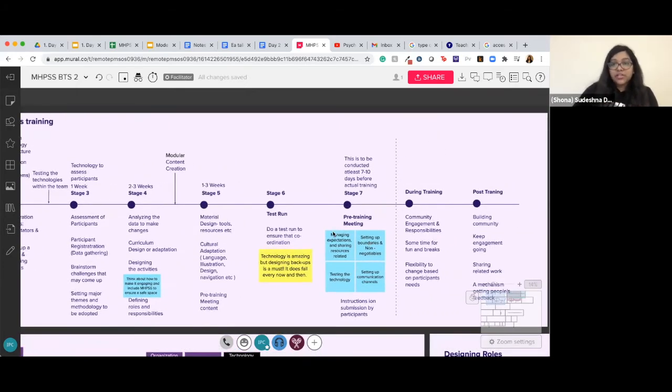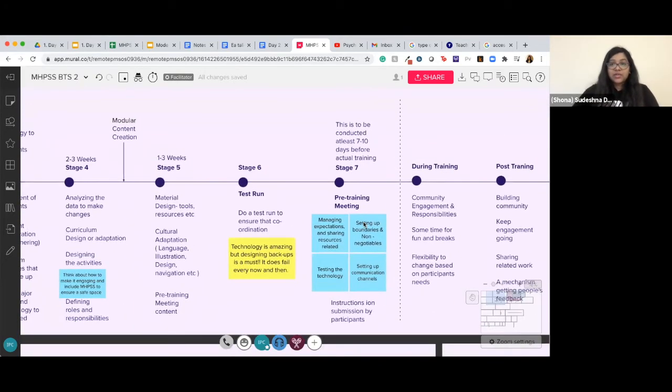And then finally, the pre-training meeting. This was a very important part of it, and we already started to share a little bit. Petra and Anoop, could you jump in and talk a little bit about what we did in the pre-training meetings and why it was so important?